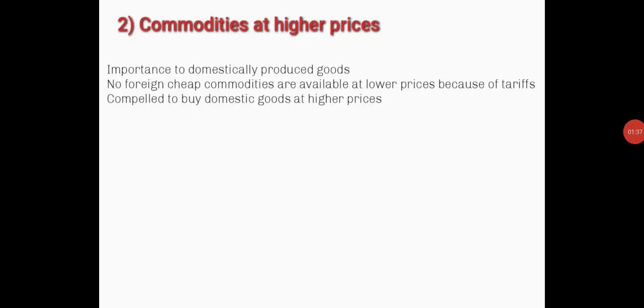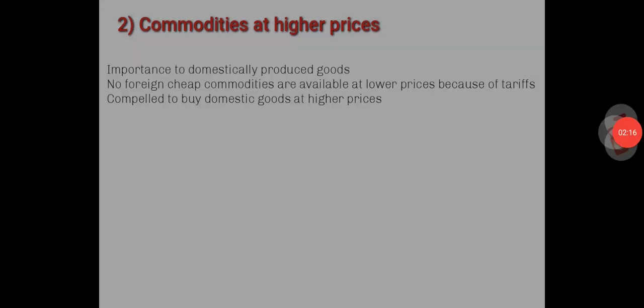Second case against restrictive trade policy or protectionism is commodities are at higher prices. Commodities will be available only at higher prices, as the tariff imposition leads to increase in prices. Suppose 100% is the tariff, then 100% hike will be there in the price of the commodity on which tariff is imposed. In that case, the domestic consumers are compelled to purchase the commodities produced domestically. So the commodities will be available only at higher price. This is another demerit of protectionism.